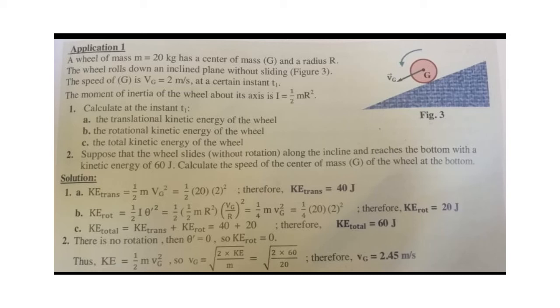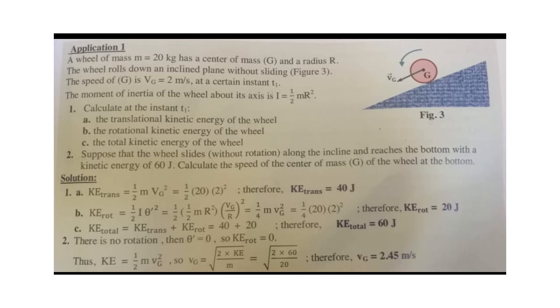The translational kinetic energy is calculated by half mv squared, as shown in the solution. Its value is 40 joules. The rotational kinetic energy is calculated by half I theta prime squared, where we replace I by its value half mr squared, and theta prime, which you all know equals Vg over r, and then squaring it, we get rotational kinetic energy equals 20 joules. So the total kinetic energy is simply the summation of the translational and the rotational kinetic energy equals 40 plus 20 joules equals 60 joules.